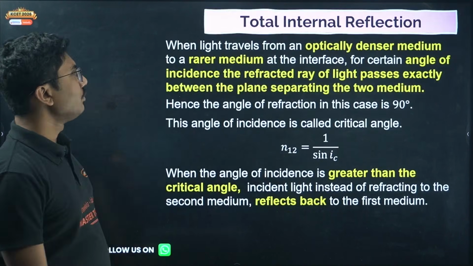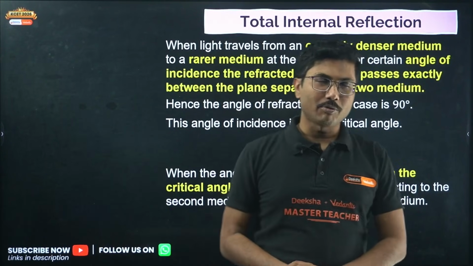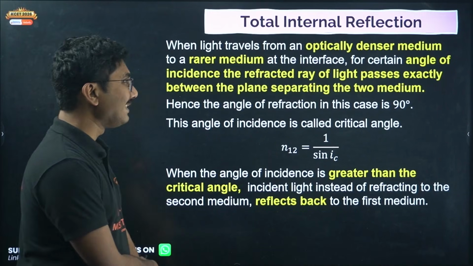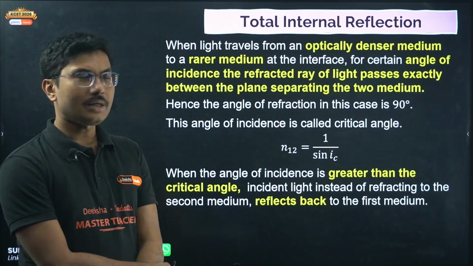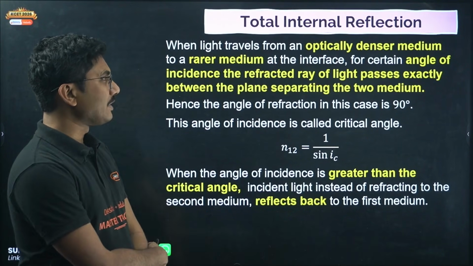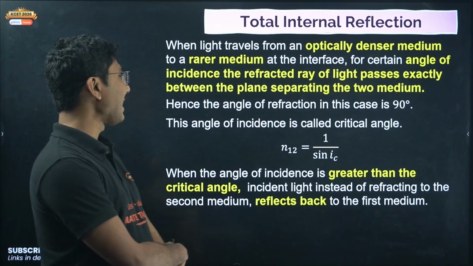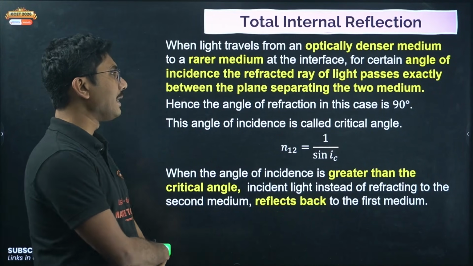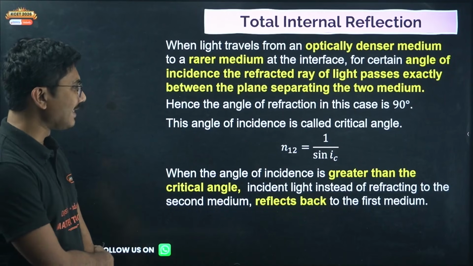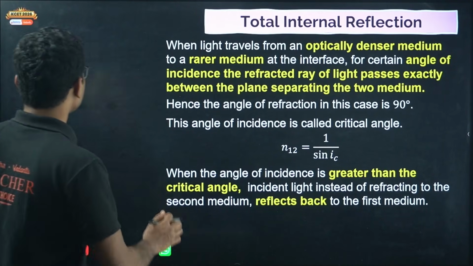Now let's move on to total internal reflection. Total internal reflection is another very important concept. When light travels from an optically denser medium, for example water, to a rarer medium, for example air, at the interface for a certain angle of incidence, the refracted ray of light passes exactly between the planes separating the two media. Hence the angle of refraction in this case is 90 degrees. This angle of incidence is called the critical angle. I will explain, don't worry.